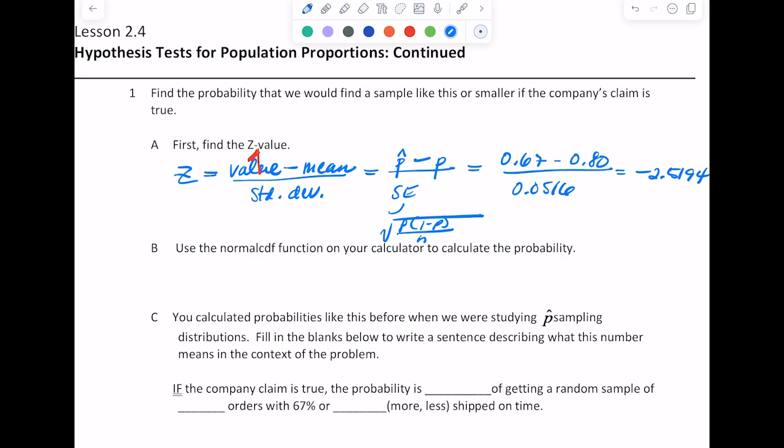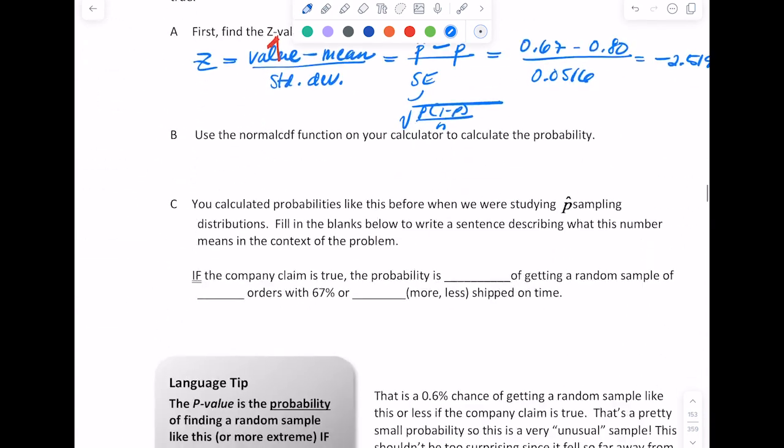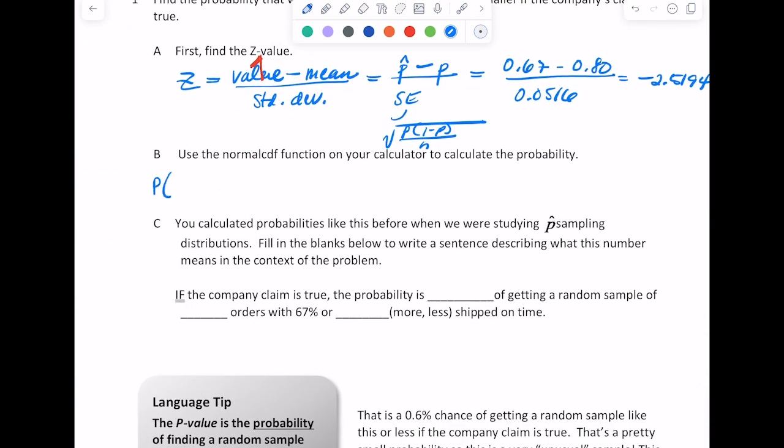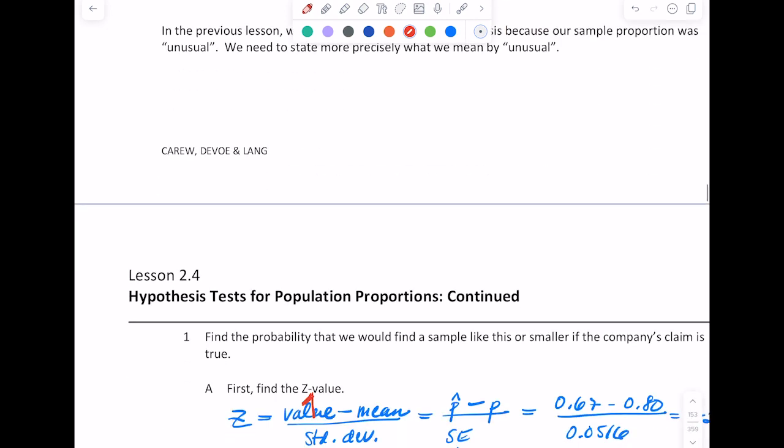But if I want to find the probability that we would find a sample like this or smaller, I'm looking for the shaded region to the left of the red flag. So I need to do the normal CDF. So the probability that z will be less than negative 2.5194 is just normal CDF. My lower bound, remember, is really negative infinity, but if we use negative 100, that'll suffice. And then we know that z for our p-hat is negative 2.52, basically. So that's going to be my upper.